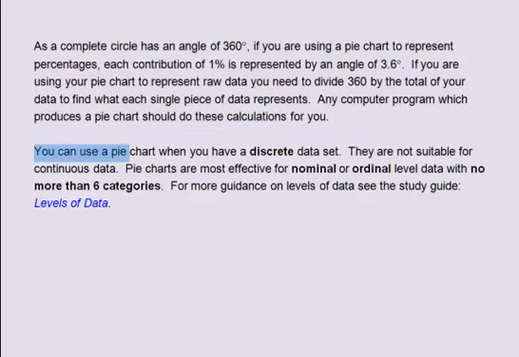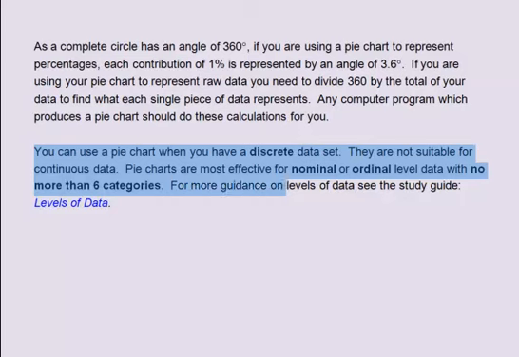You can use a pie chart when you have a discrete data set. They are not suitable for continuous data. Pie charts are most effective for nominal or ordinal level data with no more than 6 categories. For more guidance on levels of data, see the study guide, Levels of Data.